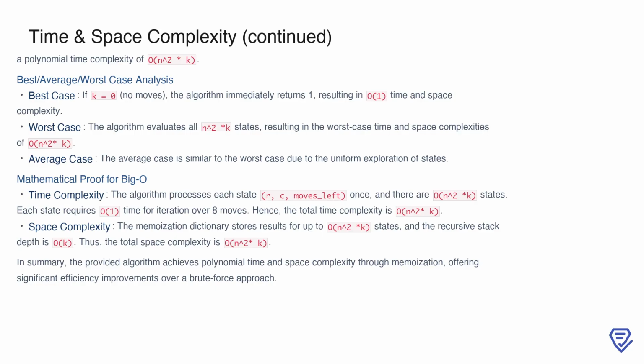Mathematically, the time complexity arises from processing each state, (r, c, moves_left), exactly once, where there are O(n²*k) states, and each state requires constant time for evaluating the 8 possible moves.